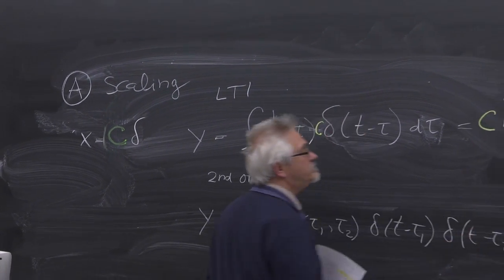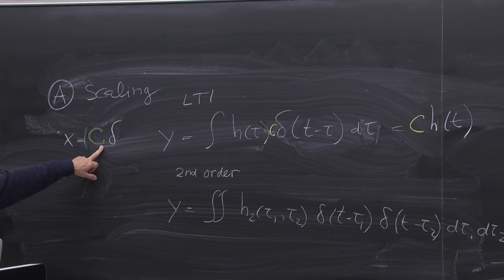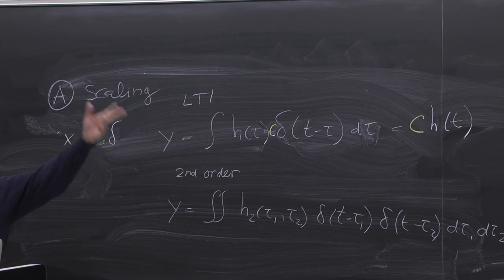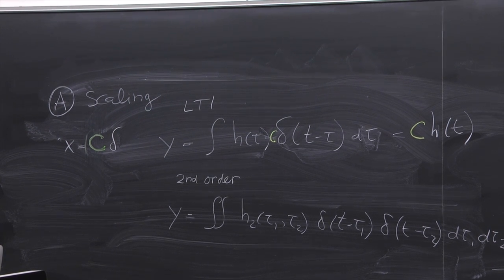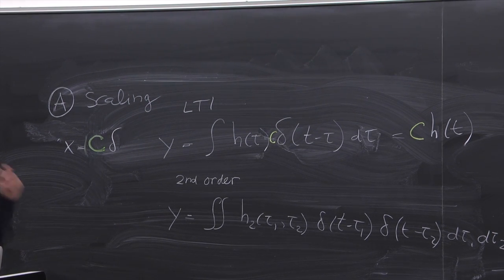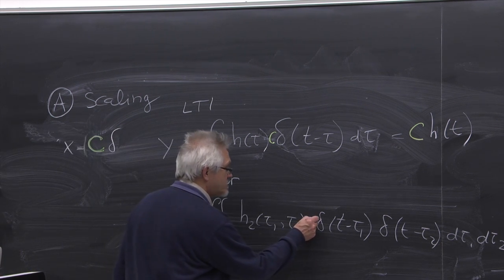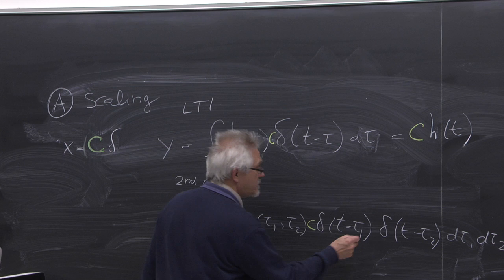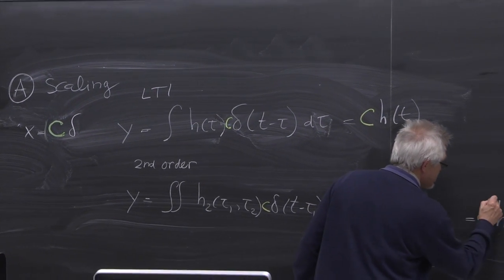and a C there. So that means that if I increase my input with C in a linear system, my output is going to be multiplied by C. That's scaling, isn't it? So indeed, LTI is linear. We're happy. Here, in contrast, if I do that, I get a C here, and I get a C there, and I get a C squared here.